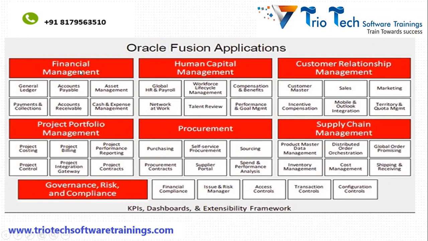For financial management, there are applications called General Ledger, accounts payable, asset management, payments and collection, accounts receivable, cash and expense management. So this is under financial management. Then we have human capital management, and customer relationship management. These are some of the applications that you can see. For supply chain, you will see inventory, cost management, shipping and receiving. Procurement more or less can be tagged as part of supply chain itself.